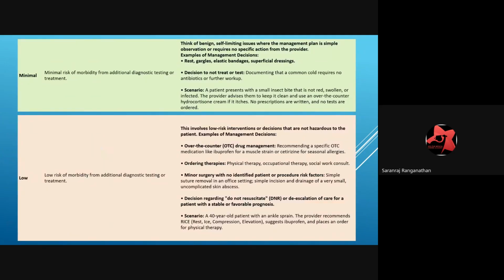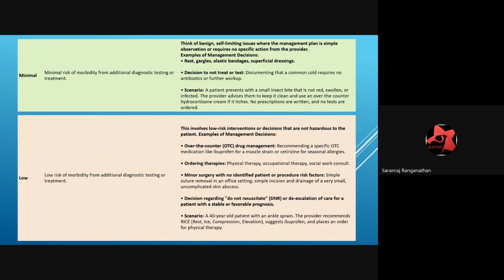Then comes the risk table. In the risk table, the first one is minimal. Minimal is something like a bandage, ointment, superficial dressing, elastic band, gargles, and rest. These kinds of suggestions or plans are provided for self-limiting issues. The management plan is very simple: observation, and no specific action from the provider needs to be provided. This all comes under minimal risk.